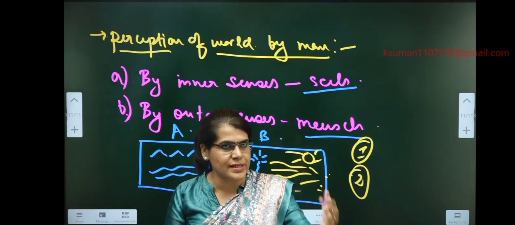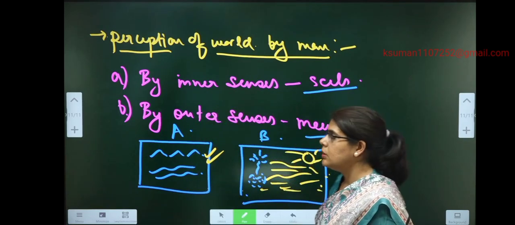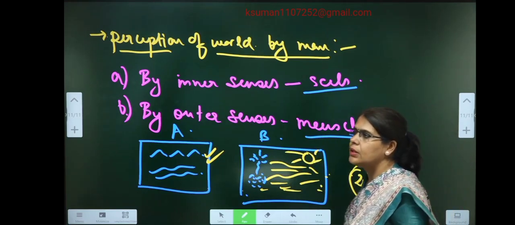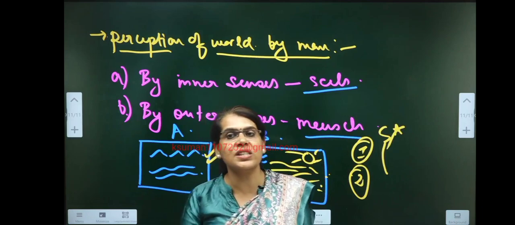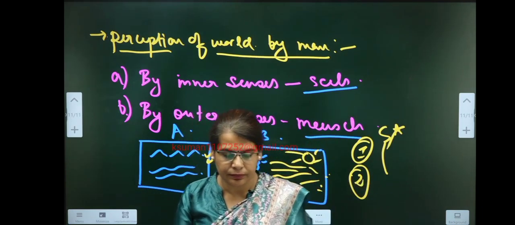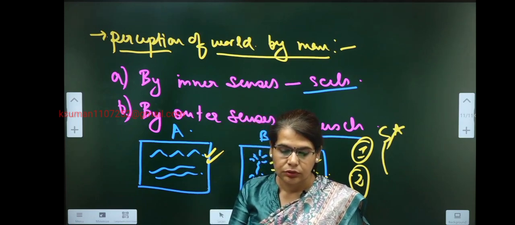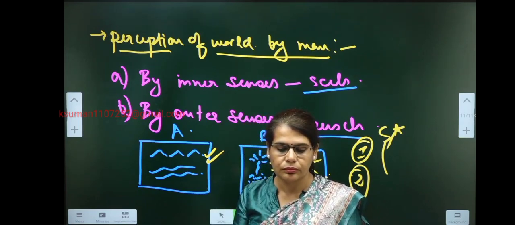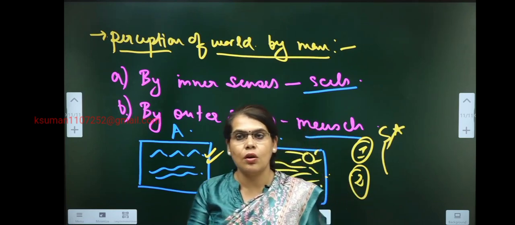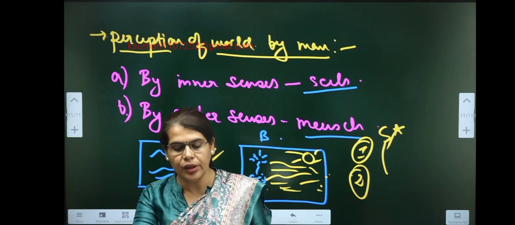Okay? After this point, mark a star and write in bracket: this concept is to be used in the discussion around humanistic geography. Discussion of humanistic geography. Okay.